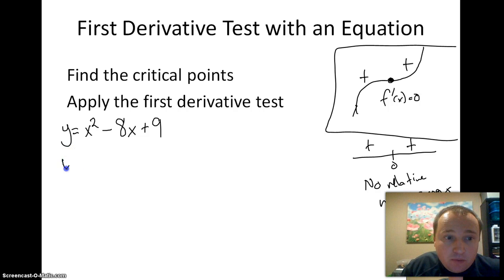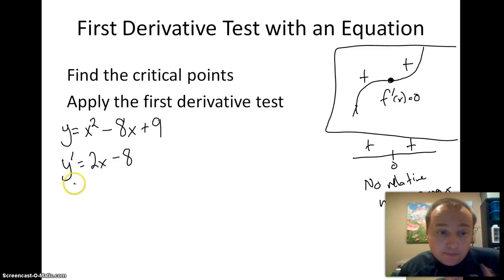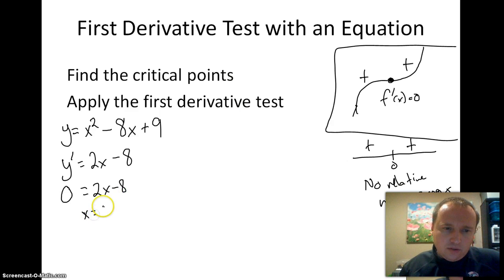Well, first thing we do is we take the derivative. Y prime is 2x minus 8. Next step, find the critical points. So to find my critical points, that's where the slope is 0. So y prime equals 0. So 0 equals 2x minus 8. So x equals 4.